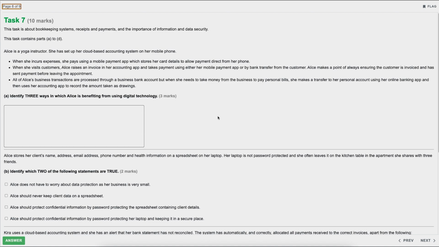So part A says identify 3 ways in which Alice is benefiting from using digital technology. So it sounds like she's actually benefiting quite significantly from using both cloud-based accounting and particularly the use on her mobile phone. So we've got plenty of reasons that we can go at here. It gives us quite a lot of information here that we can break down and use as benefits. So let's go down these in order.